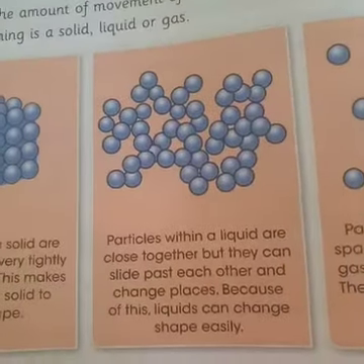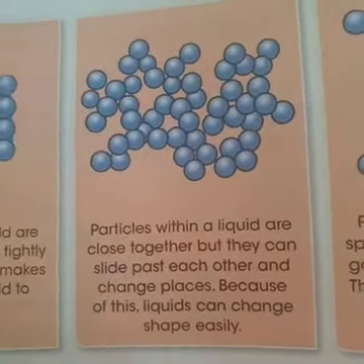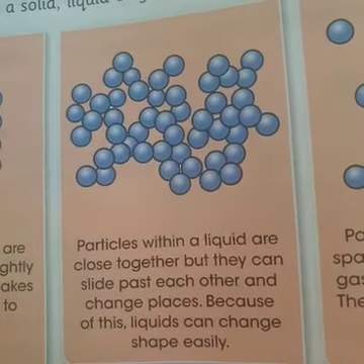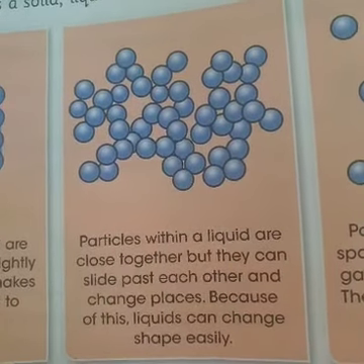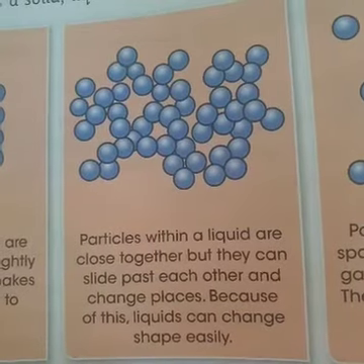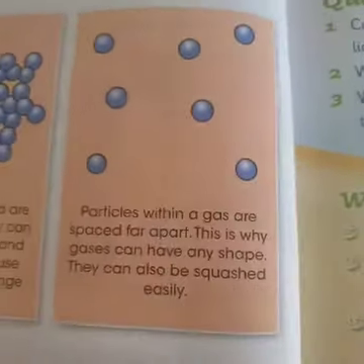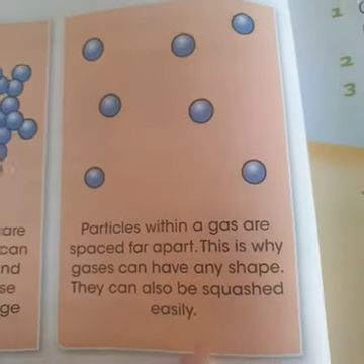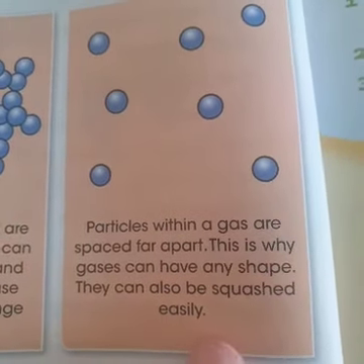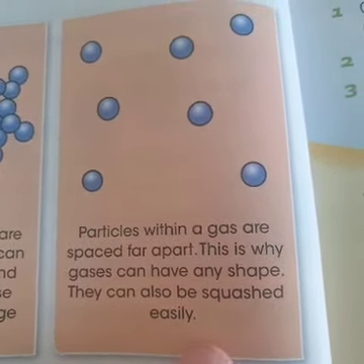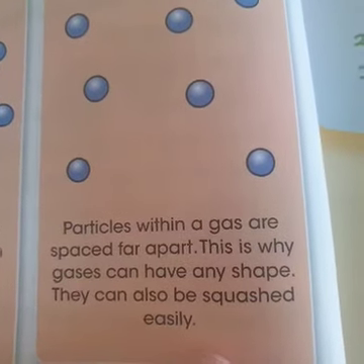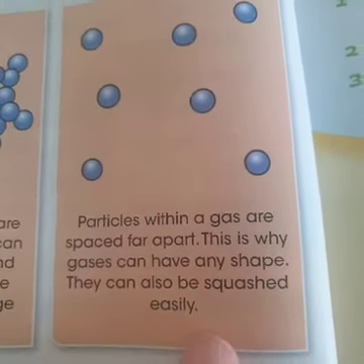All right, then next we have particles within a liquid are close together, but they can slide past each other and change places. Because of this, liquids can change shape easily. You can just imagine water in a water bottle moving around. All right, the next one is particles within a gas are spaced far apart. This is why gases can have any shape. They can also be squashed very easily.